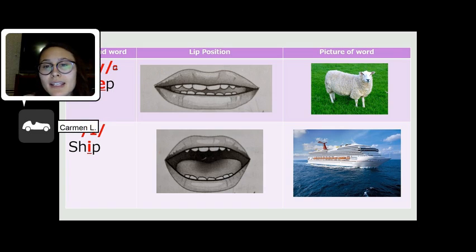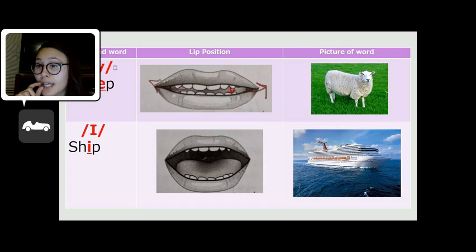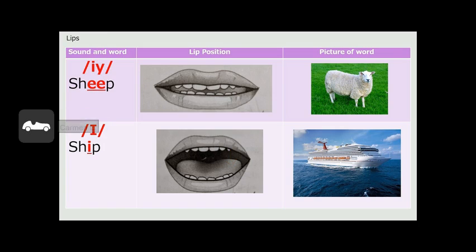When I say E, my lips are spread out into a smile, and my lips are only slightly open. E. When I say I, my lips become more relaxed and they drop open a little bit. And because they are more relaxed, they're not as spread out.